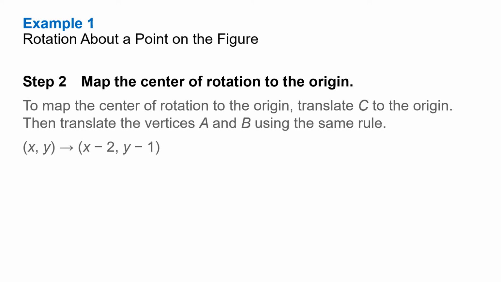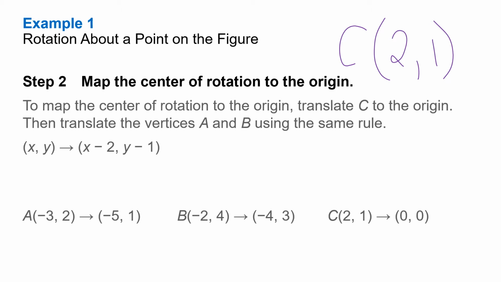The second step is that we need to map the center of rotation to the origin. So to map the center of rotation to the origin, we need to translate point C to the origin, and then translate the vertices A and B using the same rule. Since point C is located at 2, 1, we have to translate it back to 0, 0. So we have to subtract 2 from the x coordinate and subtract 1 from the y coordinate.